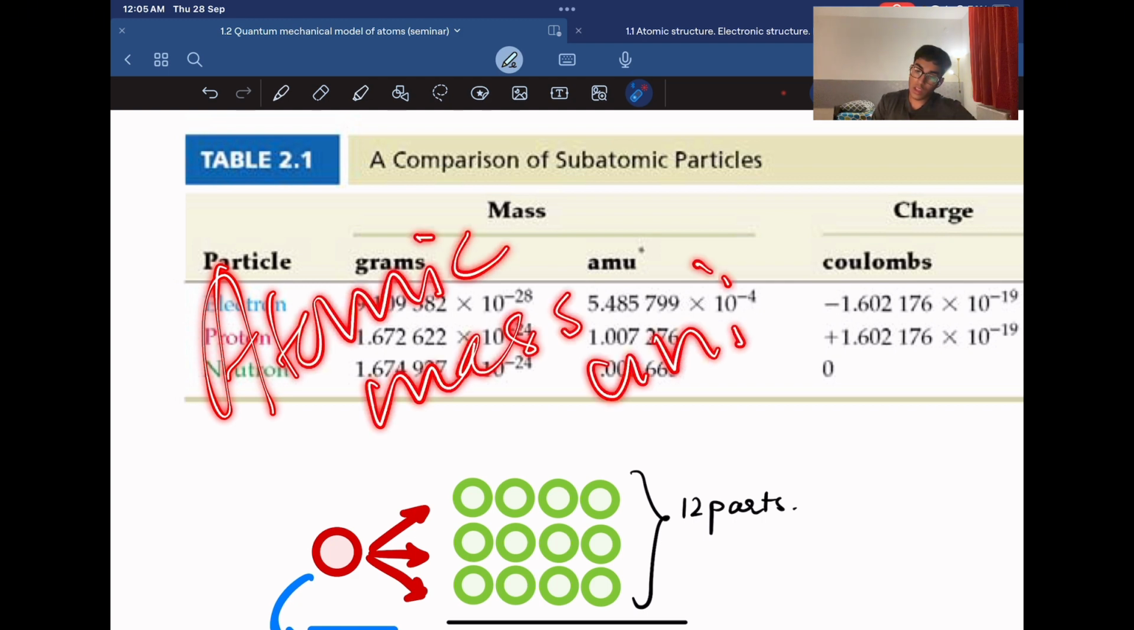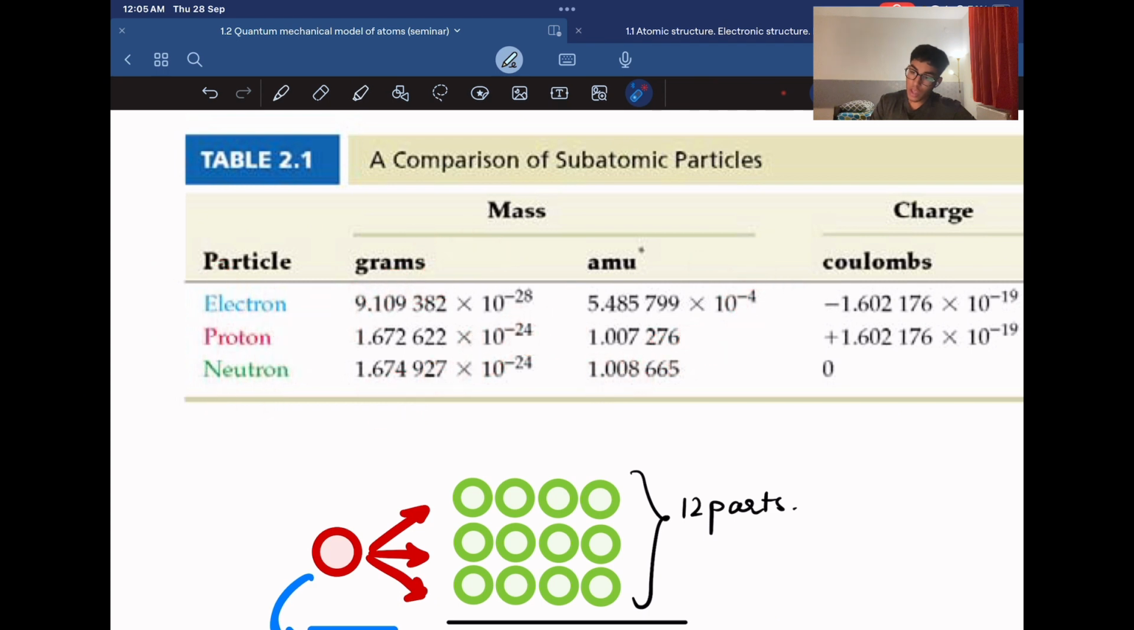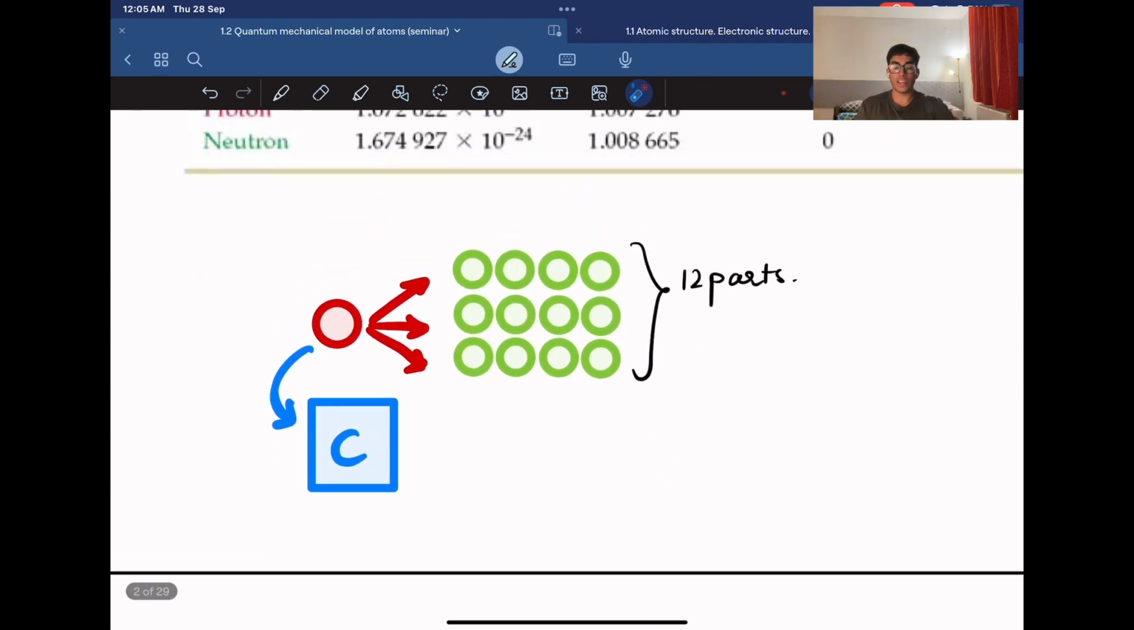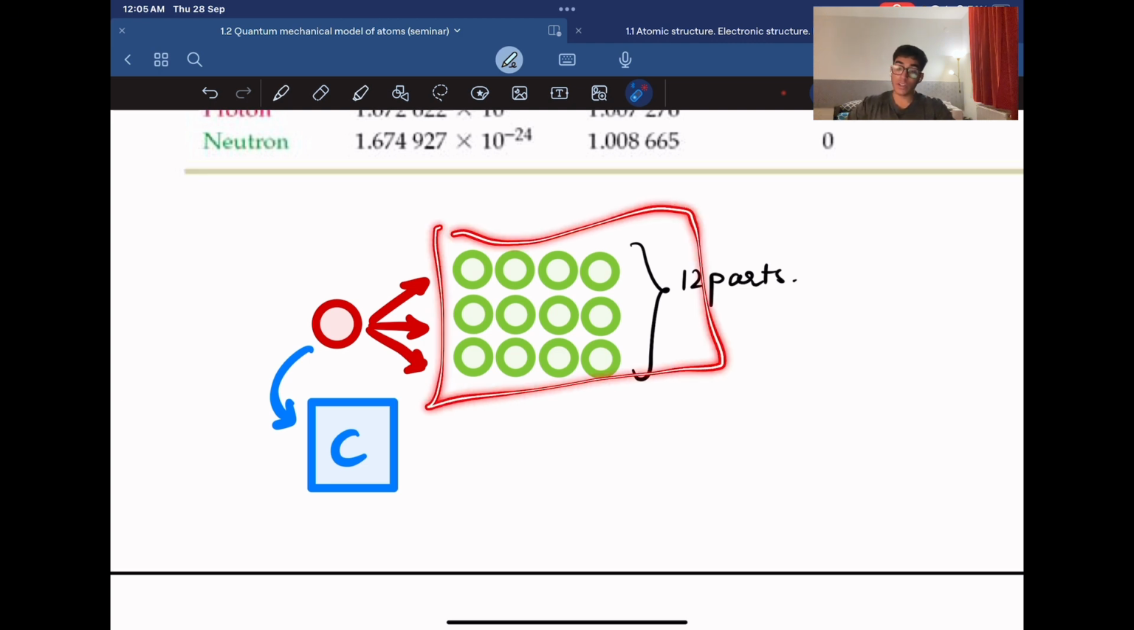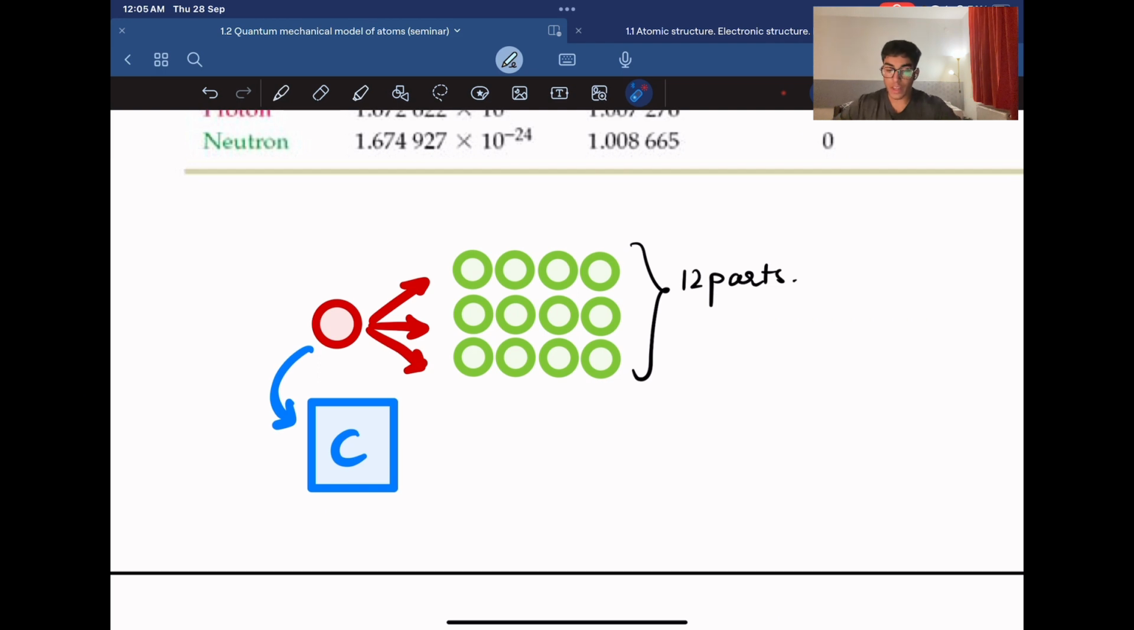And basically what atomic mass unit is, let's say we have a carbon 12 atom, okay, C12 atom. Let's say we split that carbon 12 atom into 12 equal parts. Okay, we've done that, 12 equal parts. Now if we take one of those parts, okay, and measure the mass of one of those parts, we get 1 AMU.